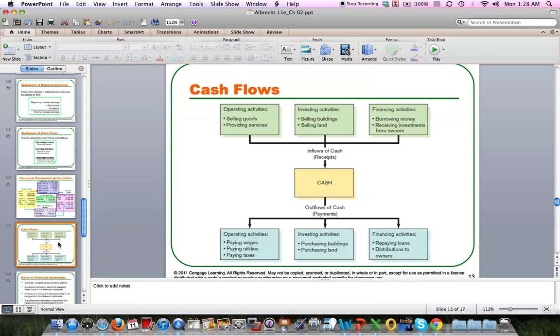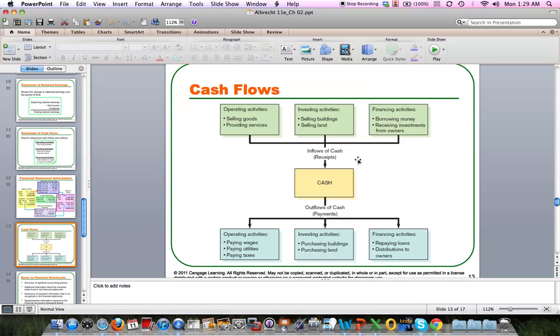Investing is investing in long-term assets, property, plant, and equipment. It says building and lands right there. Financing then is where am I getting any long-term borrowings? If I am, that's cash in, or if I'm selling investments, if I'm selling stock of my company, that's financing. So I'm either borrowing or selling stock and receiving cash flows in through financing.